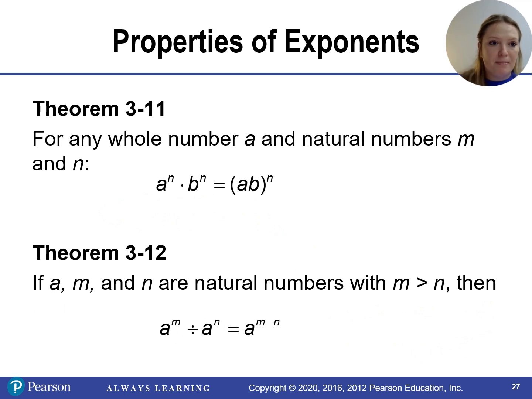If we have different bases for our powers, but the same exponent, then a to the n times b to the n is a times b to the n power. This is just because we have the commutative property of multiplication: a times a times a times a times a, n times, and b times b times b times b, also n times.